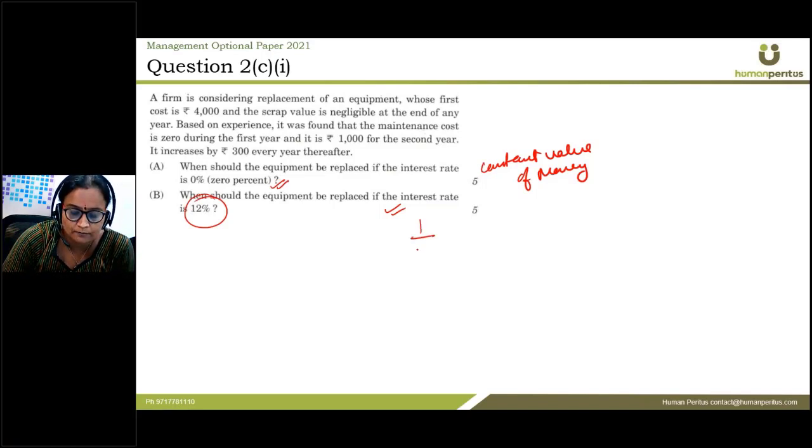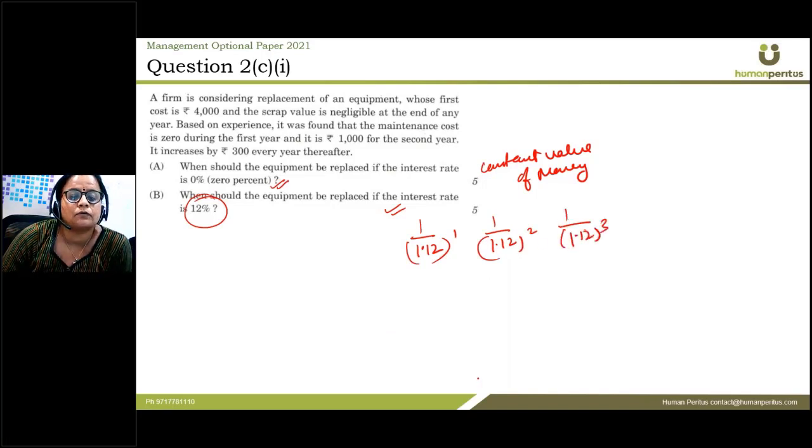So 1 upon 1.12. For the first year it would be 1, for the next year it would be 2, for the third year it would be like this. So we'll be discounting the value of money for each succeeding year in this way, right? Okay, now let's come to the solution of these questions.